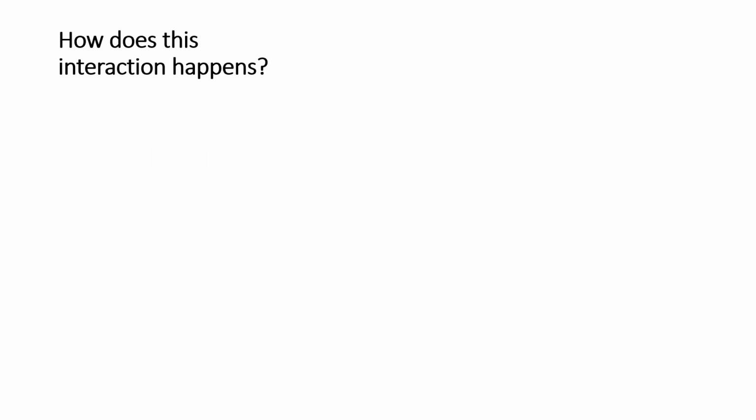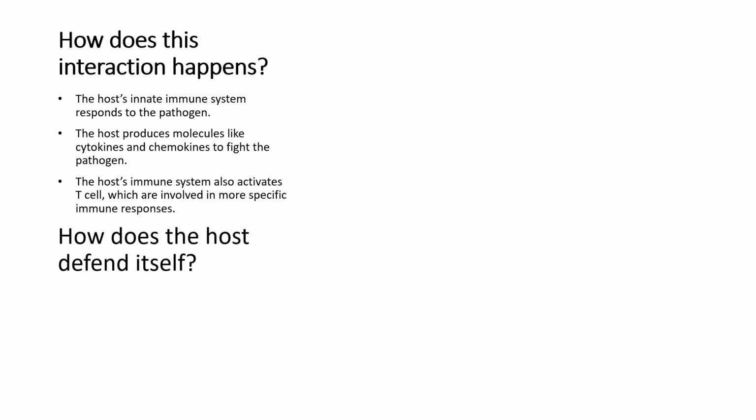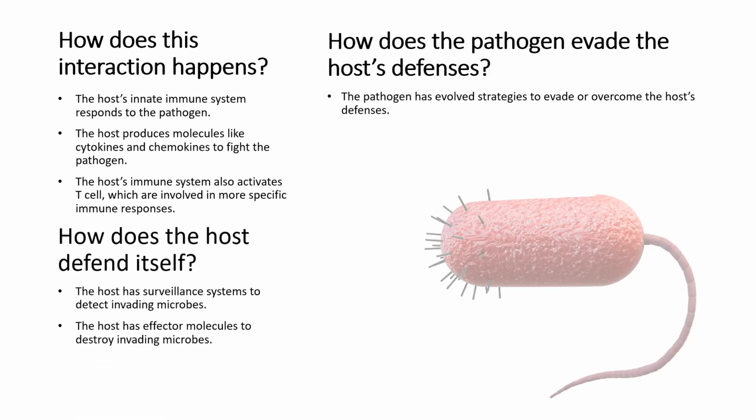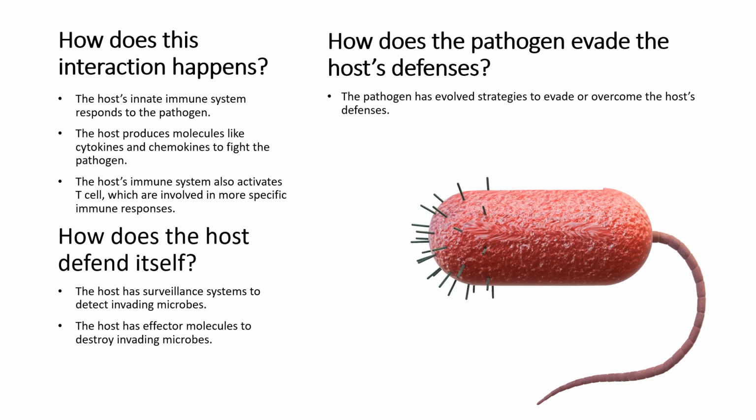The first question that comes to our mind is, how does this interaction happen? As the host encounters the pathogen, the host's innate immune system responds to it. The host produces molecules like cytokines and chemokines to fight the pathogen. The host immune system also activates the T cells, which are involved in more specific immune responses.